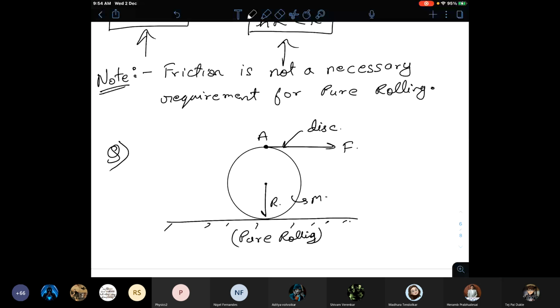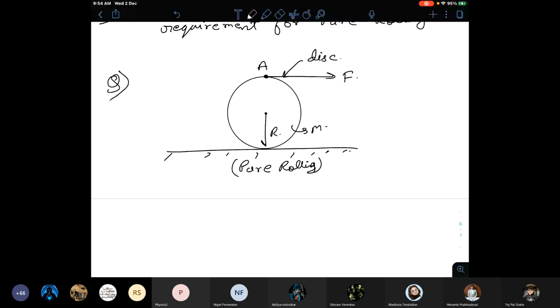To save time, I am drawing this, because it is almost done. So pure rolling is happening. You have a disk of mass m, radius r, and an external force at point A creating that pure rolling. The question is: find the direction of friction. This is the only question. What is the direction of friction necessary for this pure rolling condition? It is simple.